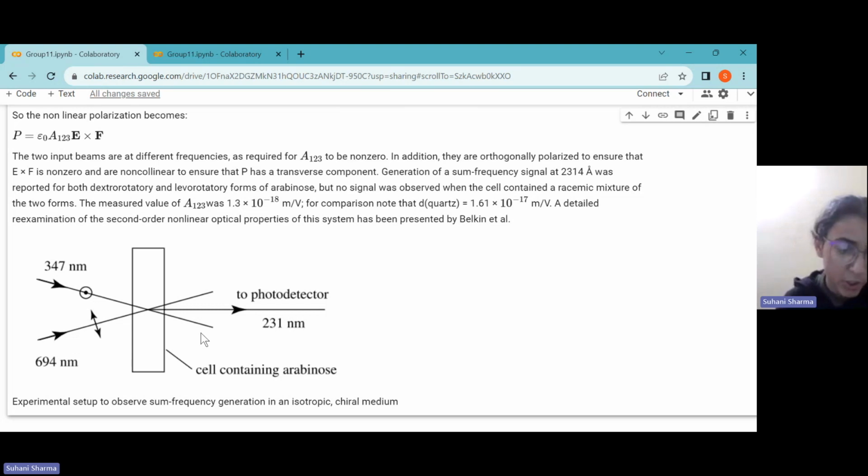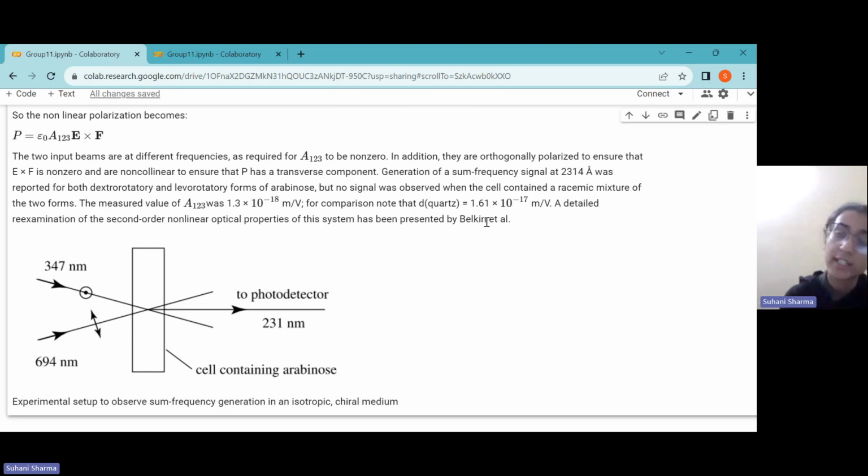Finally, it's essential to know that ongoing research in this field is continuously revealing new insights into the non-linear optical properties of chiral media. Recent studies, like those represented by Belkin et al., help us understand the optical behaviors better and how to control them.